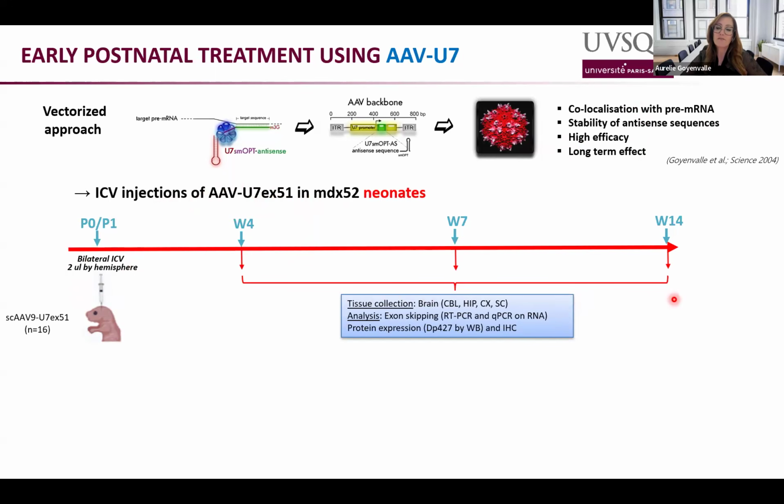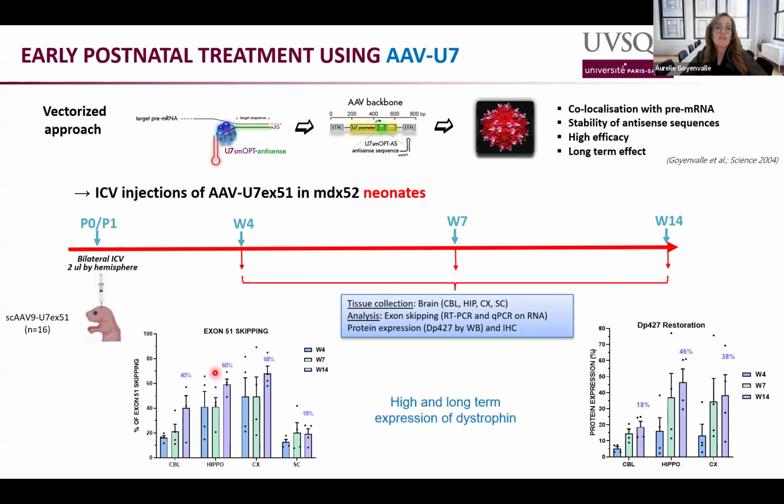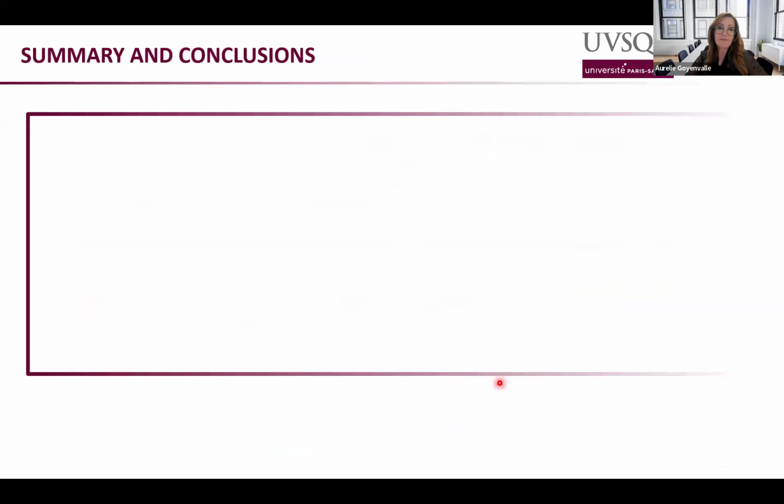And similarly, we looked at different time points. And by doing so, we've also detected very high levels. And in that case, the levels were still increasing with time and not decreasing at all. And this is also true for the dystrophin restoration that even reached around 50% of restoration in the hippocampus, for example. So this tool really allows us to have a high and a long-term expression of dystrophin that's very appropriate to then do all the behavioral studies that are currently ongoing.